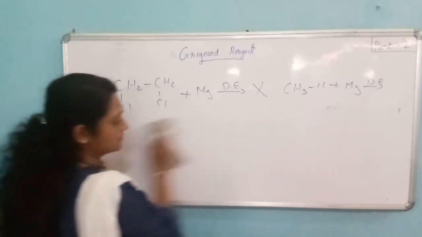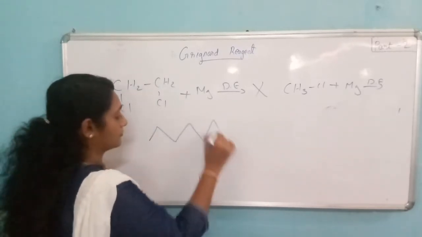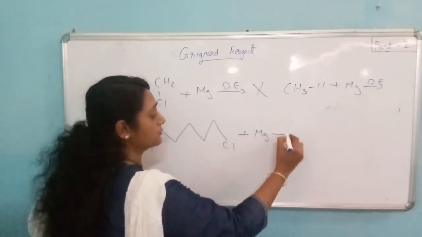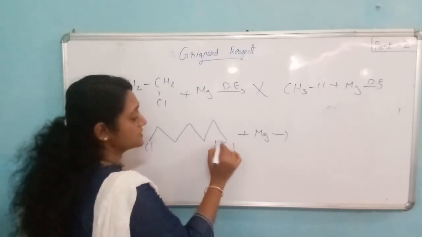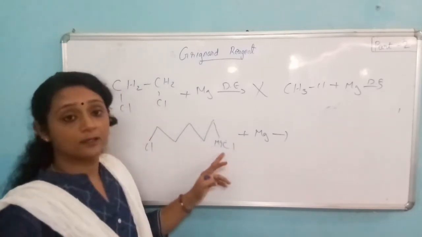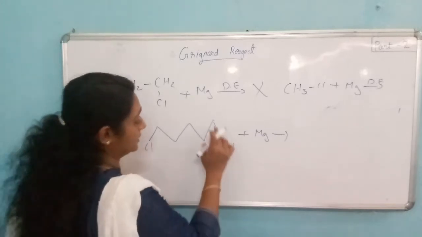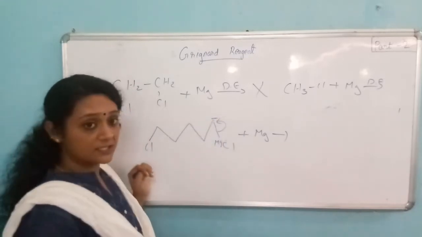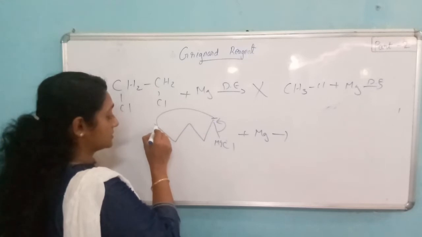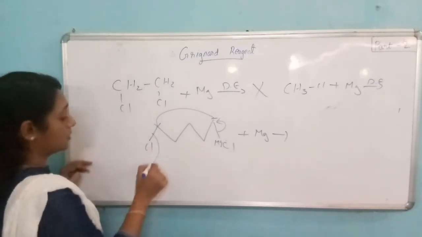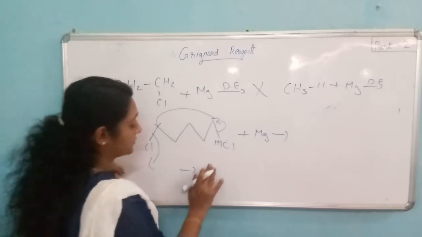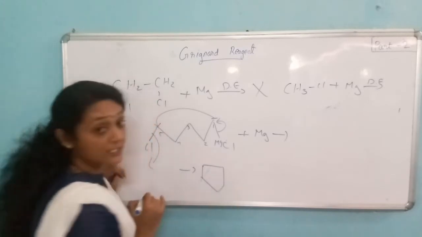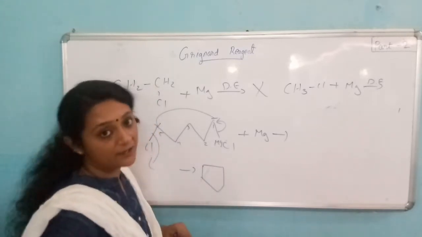And another example is a 1,5-dihalide reacting with magnesium. The same mechanism: initially, magnesium is inserted in between carbon and Cl, and then the bond shifts to carbon. The carbon gets a negative charge, and this negative charge attacks this carbon. The chlorine leaves and results in the formation of a ring with 1, 2, 3, 4, 5 carbons. That is, cyclopentane is formed instead of Grignard reagent.